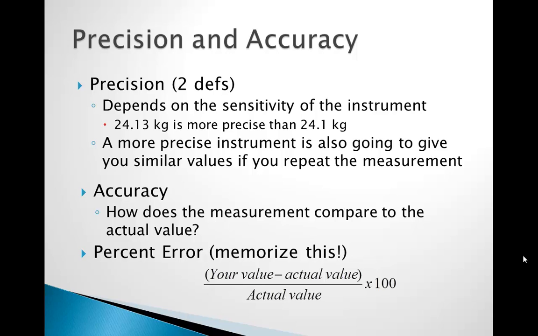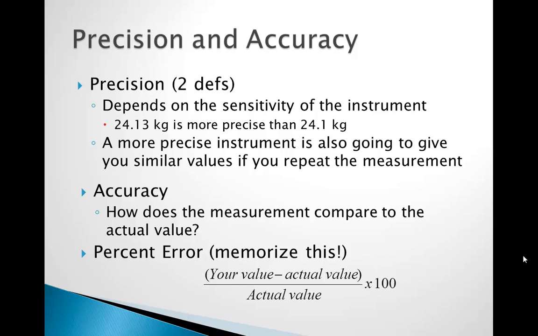Accuracy is completely different. Accuracy has to do with how an answer that you come up with compares to the correct answer, what is recognized as the correct answer. And there'll be a lot of times in this class where we do a lab, let's say, and the whole purpose is to find the correct answer. And so you may report your result as how close you were to the correct answer.